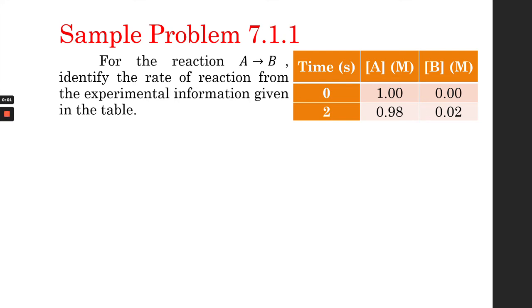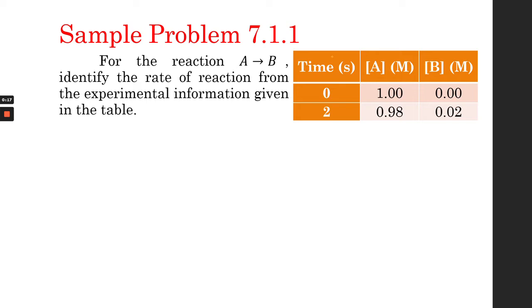Okay, in this problem, we have the reaction A to B. So A is our reactant, and B is our product. In this problem, we want to identify the rate of reaction from the experimental information given in the table.